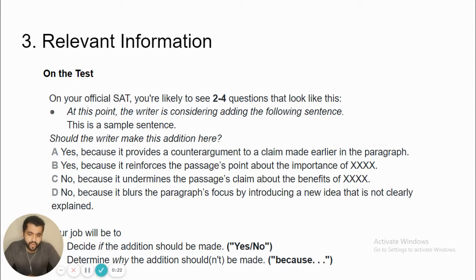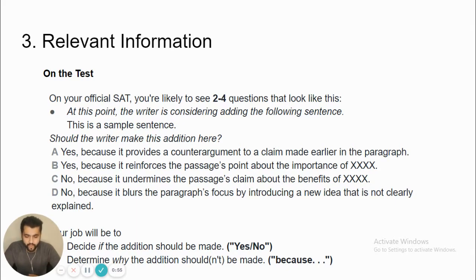At this point, the writer is considering adding the following sentence. This is the sample sentence. So, should the writer make this addition here? Yes, because it provides a counter argument to a claim made earlier in the paragraph. Yes, because it enforces the passage's point about the importance of something. No, because it undermines the passage's claim about the benefits of something. No, because it blurs the paragraph's focus by introducing a new idea that is not clearly explained.